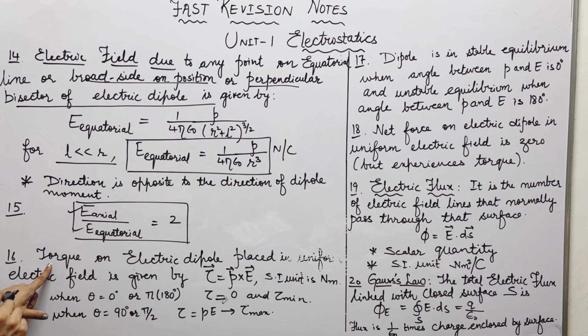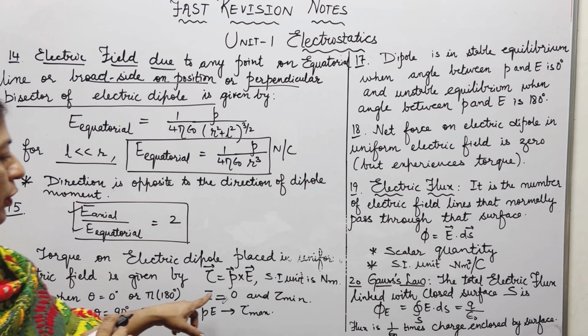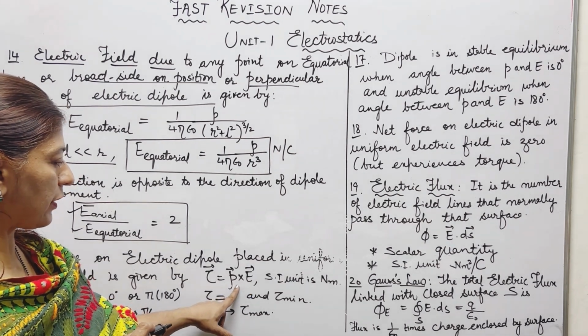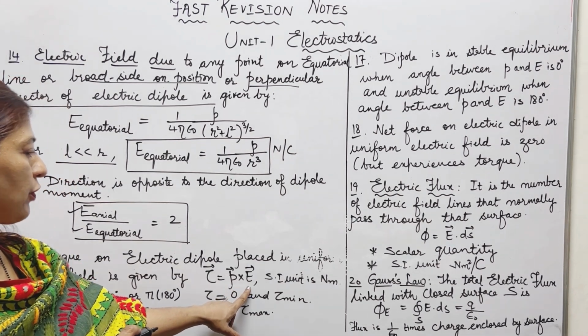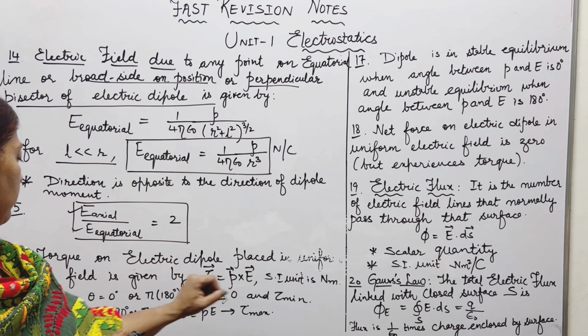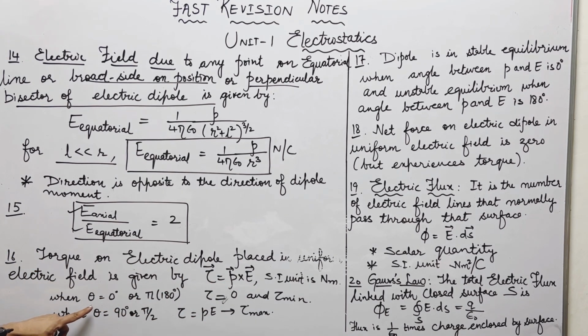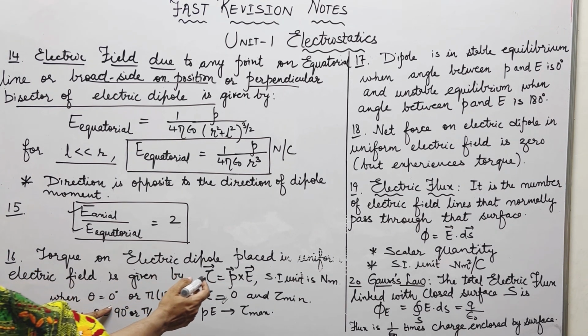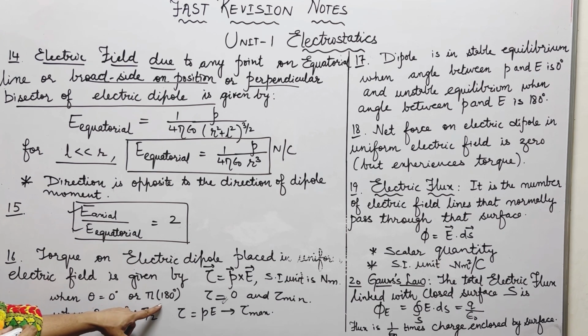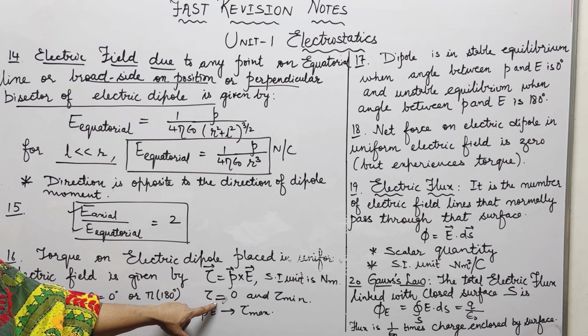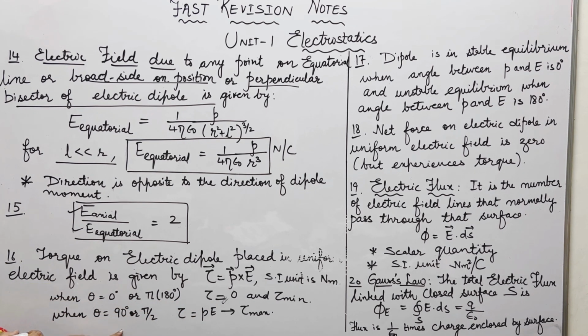The next is torque on electric dipole, given by tau equal to P cross E, where P is the electric dipole moment and E is the electric field. SI unit is Newton meter, and if the angle between the dipole moment and the electric field is 0 or 180 degrees, the value of this torque comes out to be 0, and when it is 90 degrees, it is maximum.